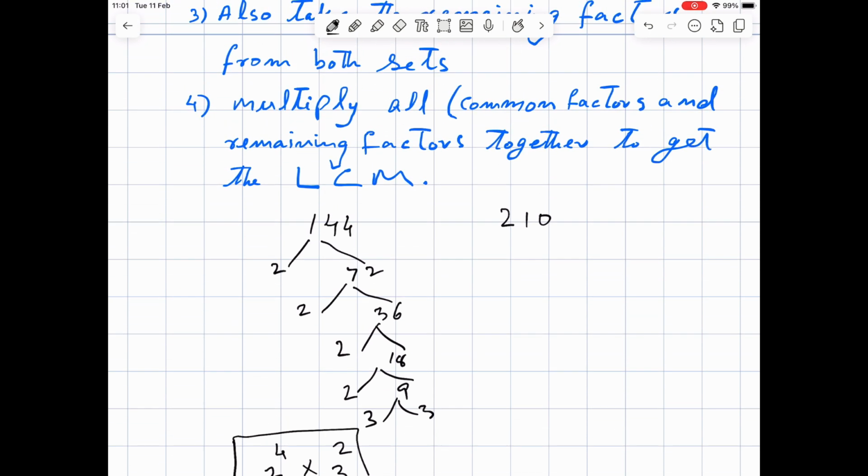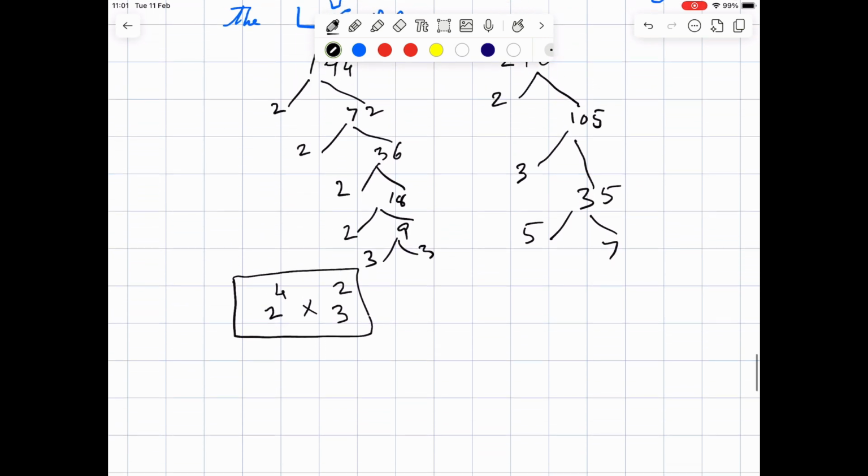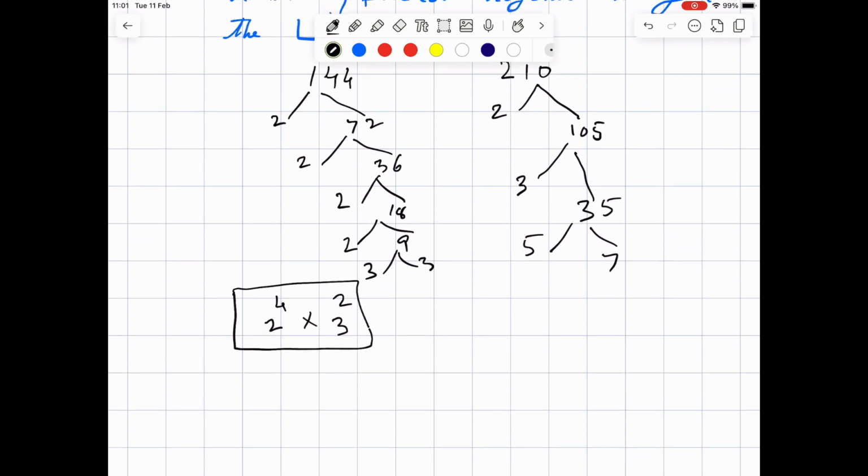And now 210, do the same treatment with that. It's an even number, divided by 2. It gives us 105. And now it's not an even number, we try 3. 3 3s are 9, and 3 5s are 15. And then divide by 5, which gives us 5 and 7. So the prime factors for this are 2 times 3 times 5 times 7.